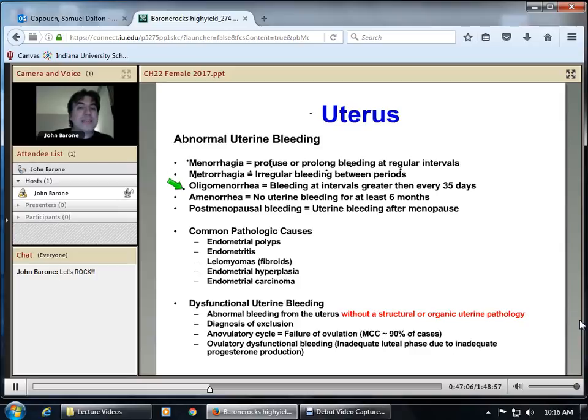Okay? Now, what's oligo? Oligo means infrequent. So oligomenorrhea means bleeding at intervals that are longer than 35 days. That's a very long time. Cycles are usually shorter than that, right? What is amenorrhea? Well, without menses. No uterine bleeding for 6 months. That's amenorrhea. You gotta wait 6 months of no bleeding.